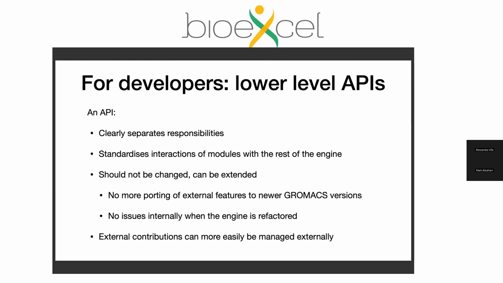So an API should not be changed, but can be extended. That means that for people having external features, they will keep working. Like, for instance, now the Colvars interface or the QMMM interface we have, they'll keep working in newer Gromacs versions without any effort. So this is great. And there are no issues internally anymore when we refactor something. If you change something in Gromacs, then things will keep working.